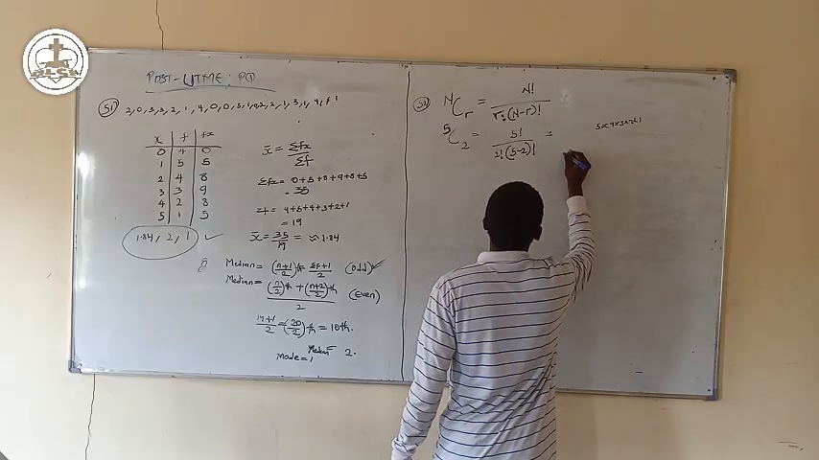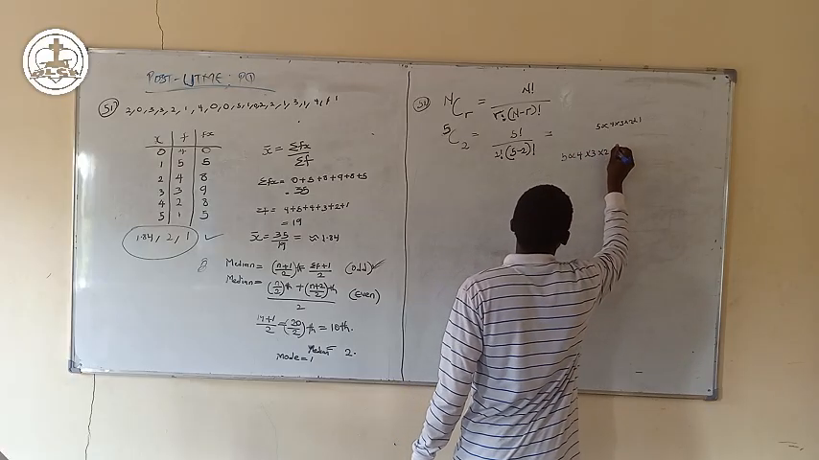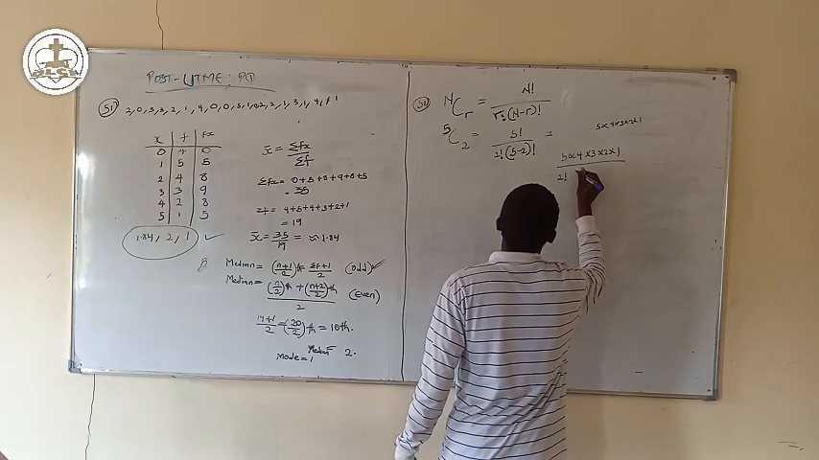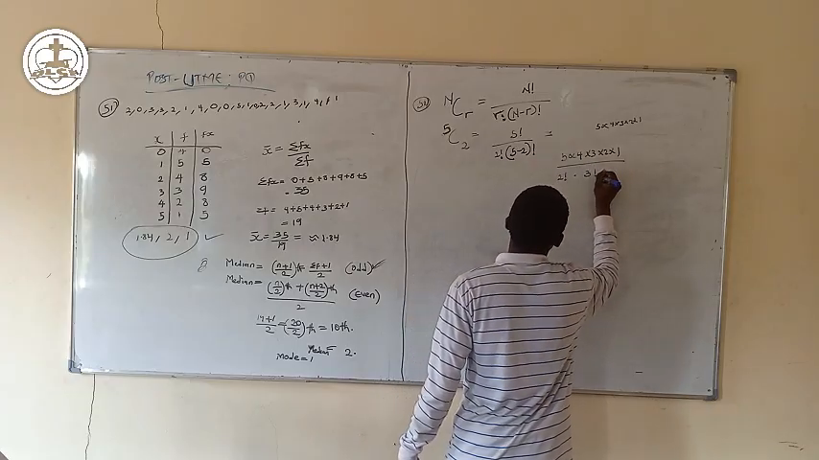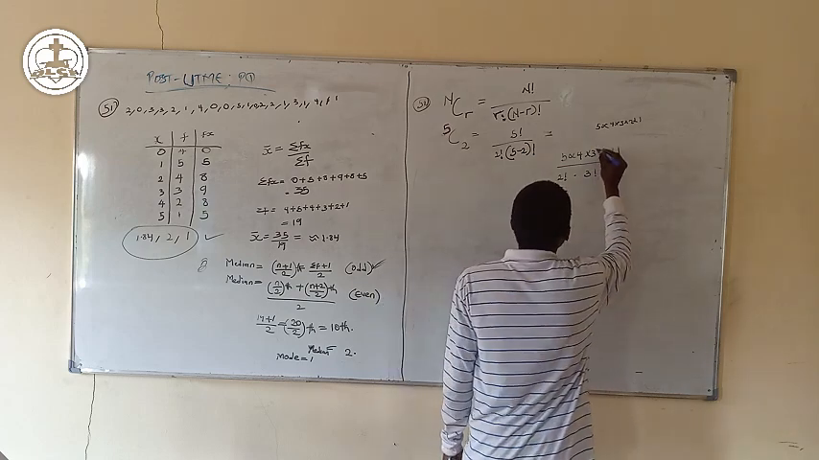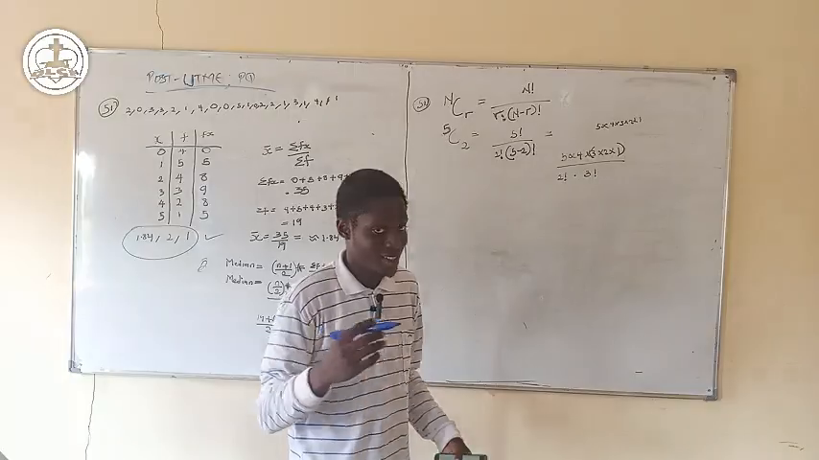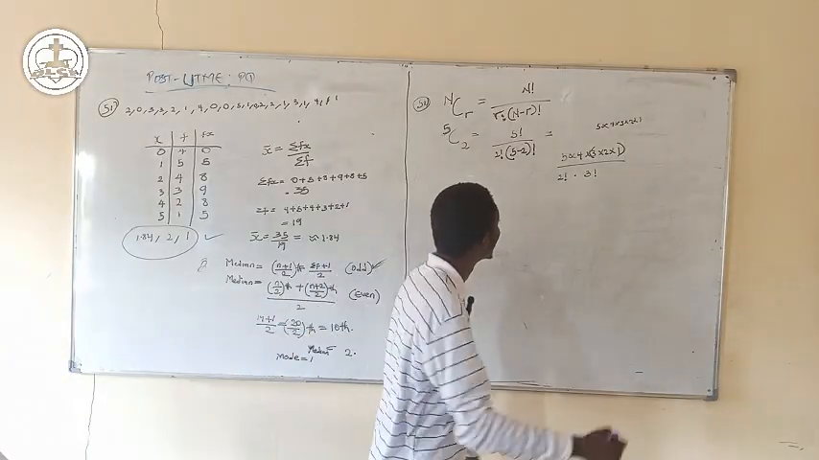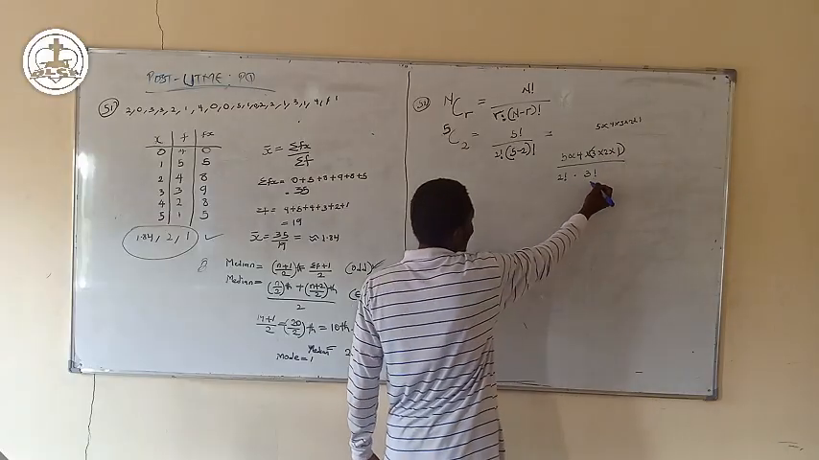This will be equal to 5 times 4 times 3 times 2 times 1 over 2 factorial open brackets 5 minus 2, which gives 3 factorial. Now look at this. Remember that I told you factorial is in descending order. For instance, 4 factorial is 4 times 3 times 2 times 1, but I have 3 factorial here, which is 3 times 2 times 1, and I have 3 factorial down here.